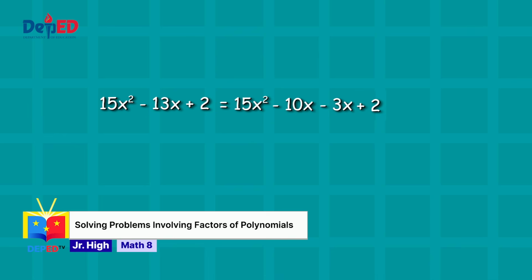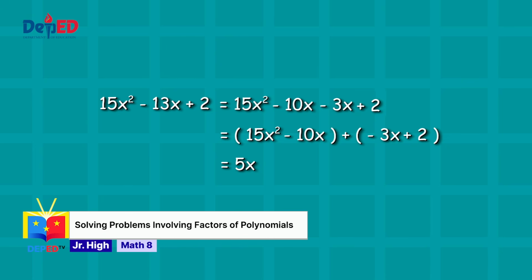How can you factor 15x squared minus 10x? They have a common factor of 5x. Divide 15x squared minus 10x by the greatest common factor to get the other one. So we will have 5x times the quantity 3x minus 2.